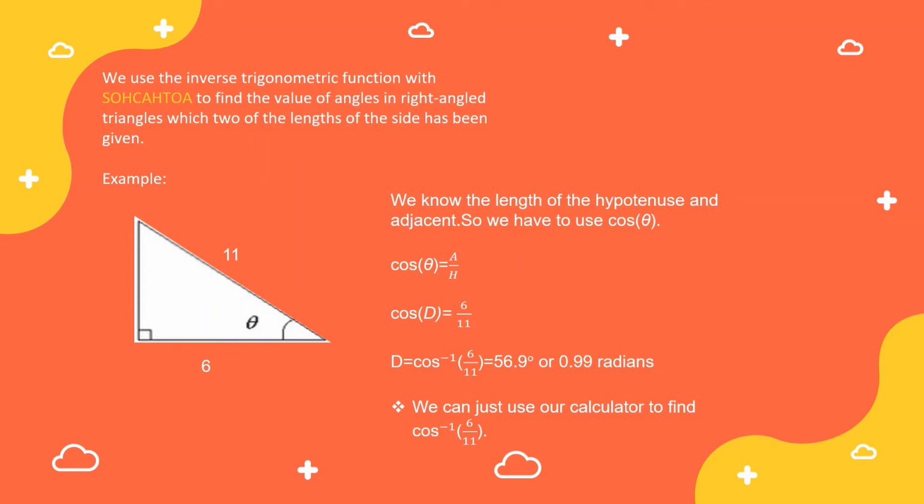We use the inverse trigonometric functions with SOH CAH TOA to find the value of an angle in a right angle triangle when two of the side lengths have been given. As the example, in the triangle given, the hypotenuse is 11 and the adjacent is 6. So we have to use cos. So cos theta equals 6 divided by 11. We can use our calculator to find cos to the power of -1 of 6 divided by 11. So we get 56.9 degrees or 0.99 radians.